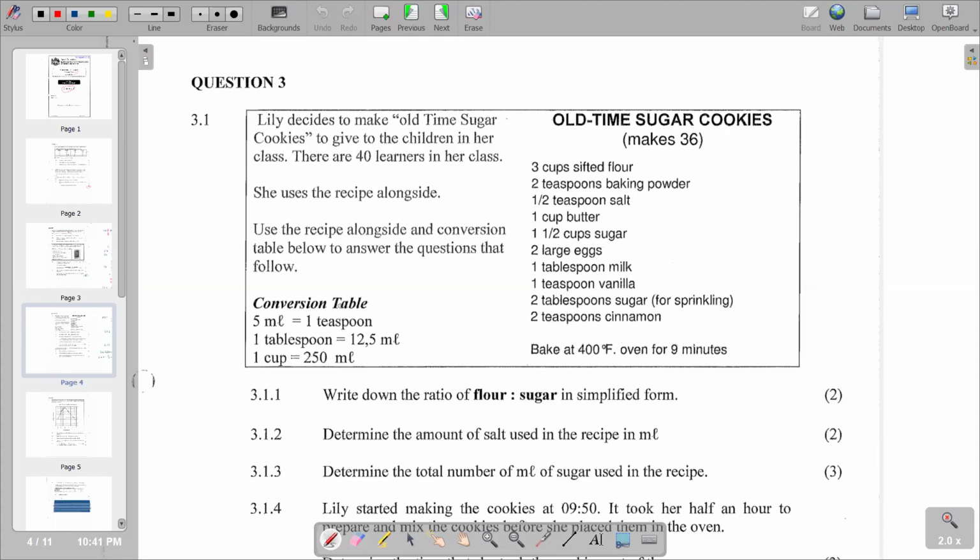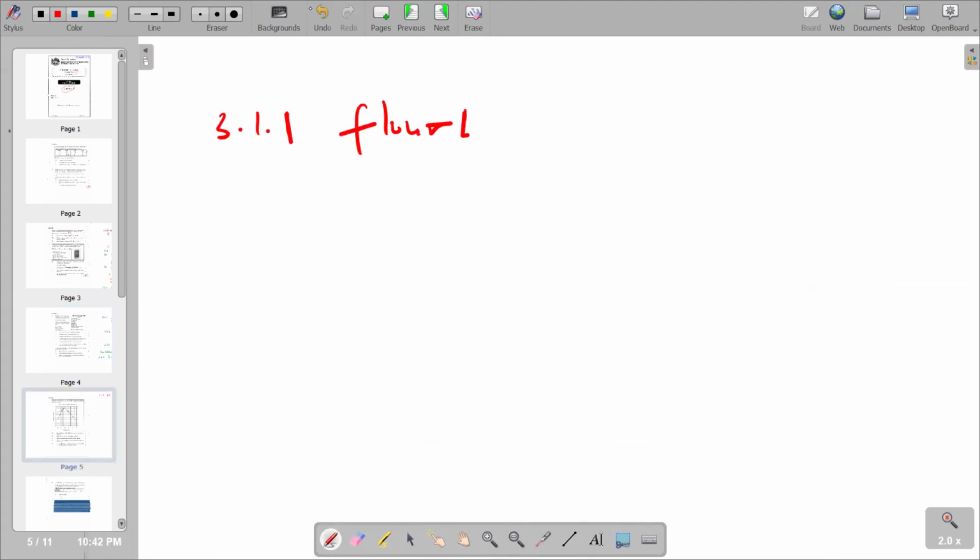So we're given the conversion table that we have here, and then we're given the old time sugar cookies in terms of the recipe that we have. So this is going to be your recipe, and that is 3.1. Write down the ratio of flour to sugar in simplified form. The ratio of flour to sugar in simplified form, whereby we are going to say flour is to sugar.